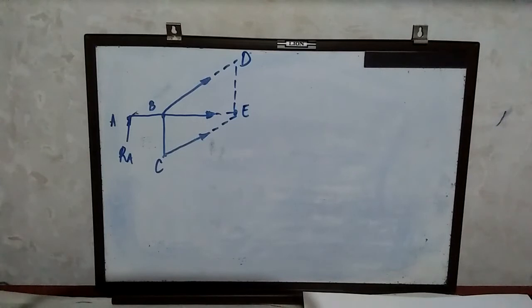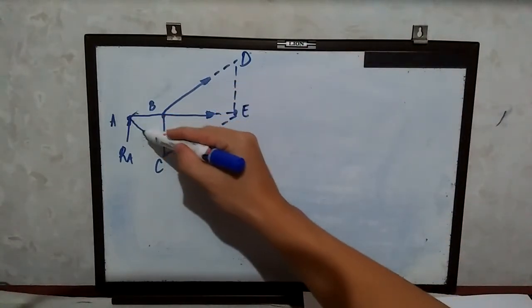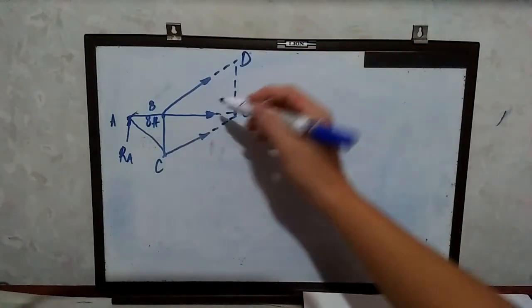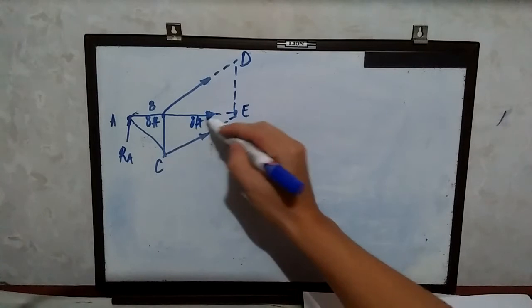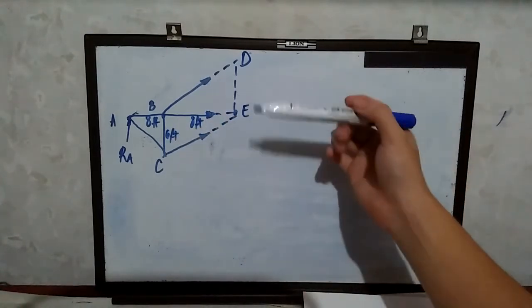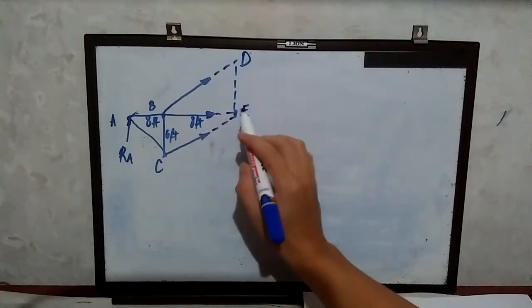Okay, so let's continue. This has a length of 8 feet, and then this one also has a length of 8 feet, and this one has a length of 6 feet. And what we need to do is to solve for member CE.